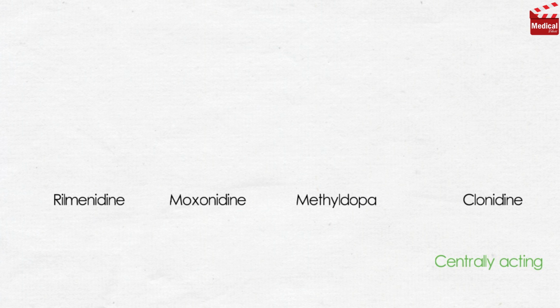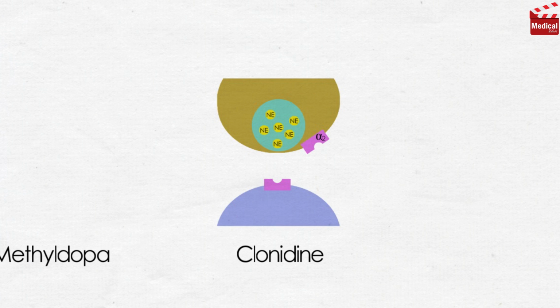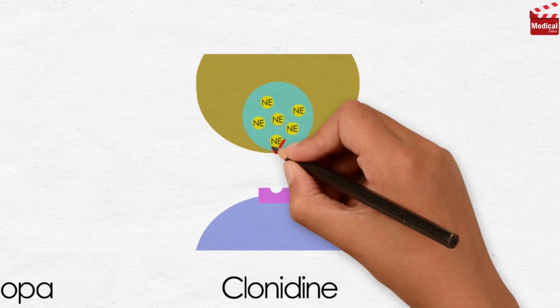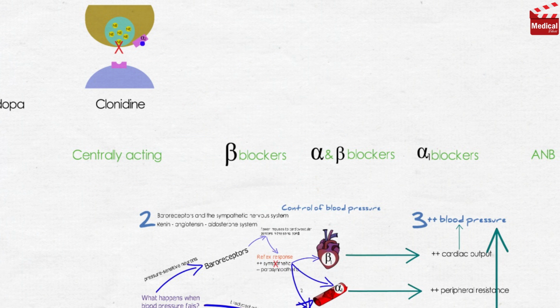The centrally acting agents such as Clonidine, alpha-methyl Dopa, and the newer generation Moxonidine and Rilmenidine. Let's briefly discuss their mechanisms. Clonidine acts by stimulation of central alpha-2 receptors, and that decreases the sympathetic outflow to the periphery, so decreases total peripheral vascular resistance and decreases blood pressure.